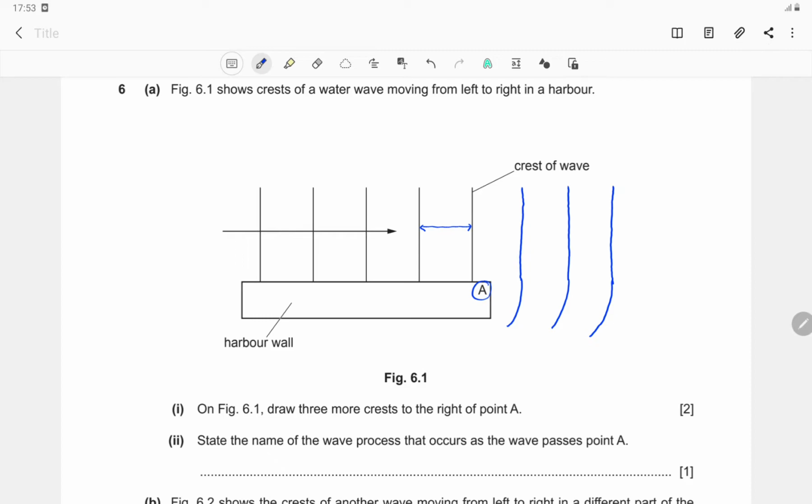Part 2. State the name of the wave process that occurs as the wave passes point A. As the wave passes point A, we have seen the waves are bending, and this bending of water wave is called diffraction. So here you need to write down diffraction.